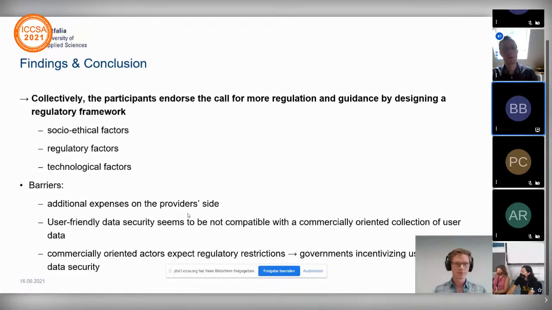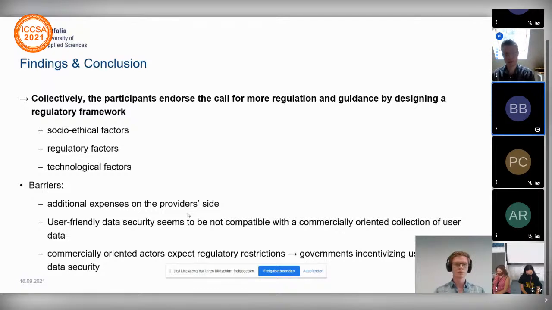Several findings and conclusions can be drawn. Collectively, the participants endorsed the call for more regulation and guidance by designing a regulatory framework covering socio-ethical, regulatory, and technological factors. And several barriers were also identified to interfere with user-friendly data security and LBS usage, such as additional expenses on the provider side, such as costs for personnel and development.